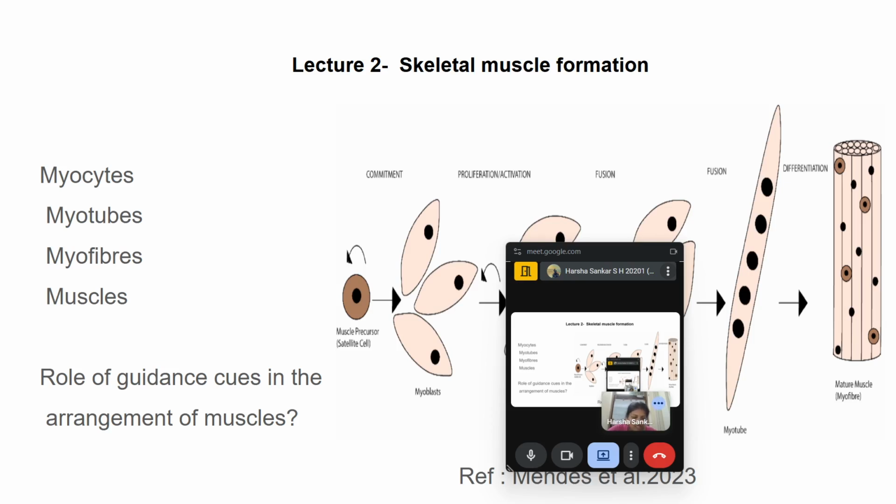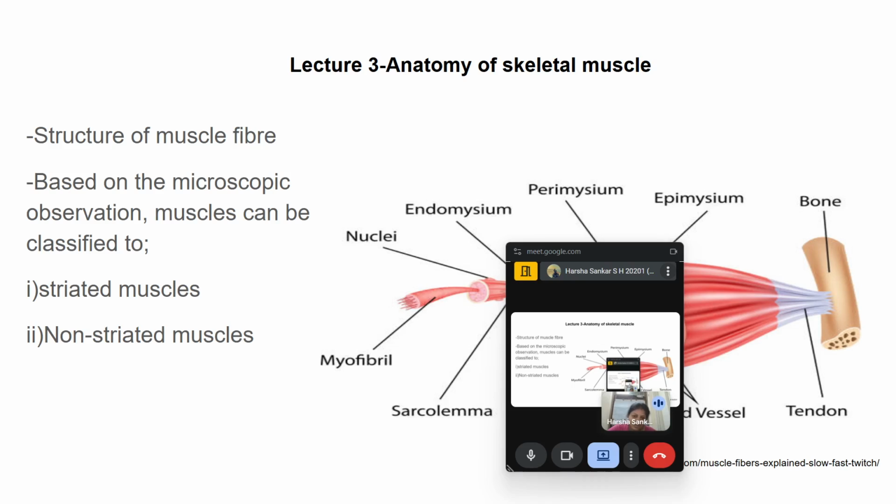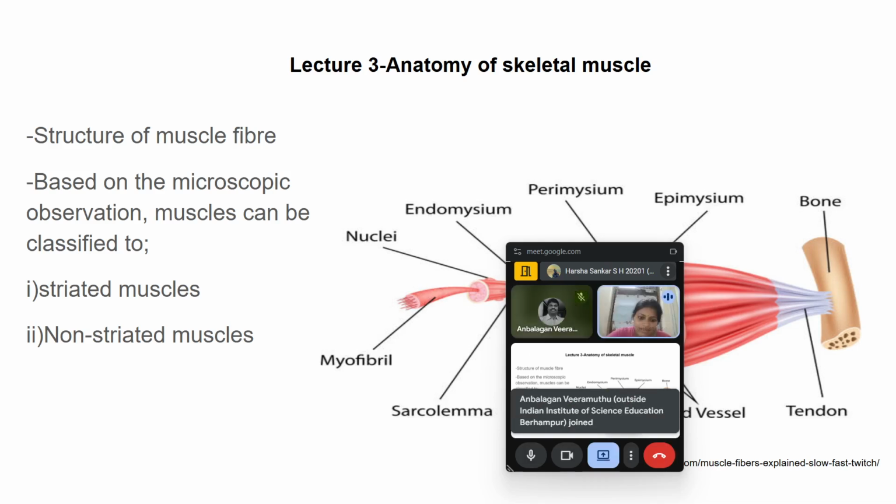All this regulation, where to go, where to build up, how to form everything, is regulated with the help of some guidance cue. So guidance cues help the muscles to come and arrange in a particular pattern. That was the lecture 2 introduction. Then lecture 3, anatomy of skeletal muscle.